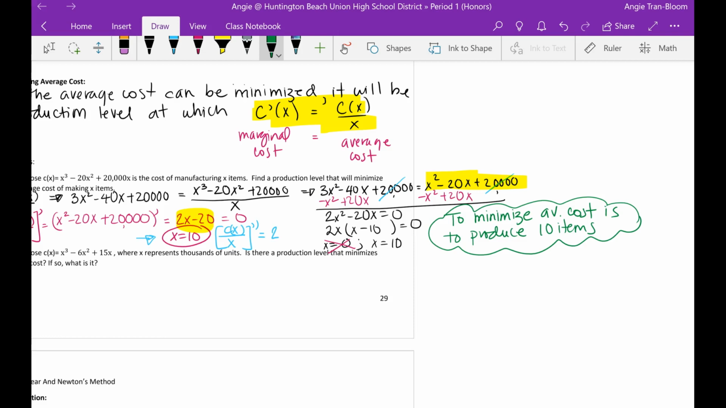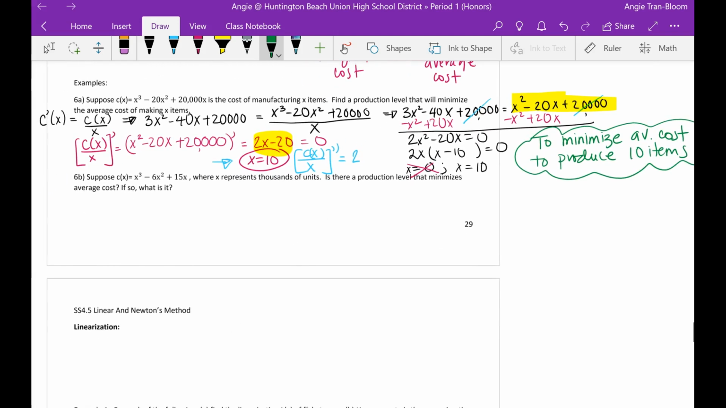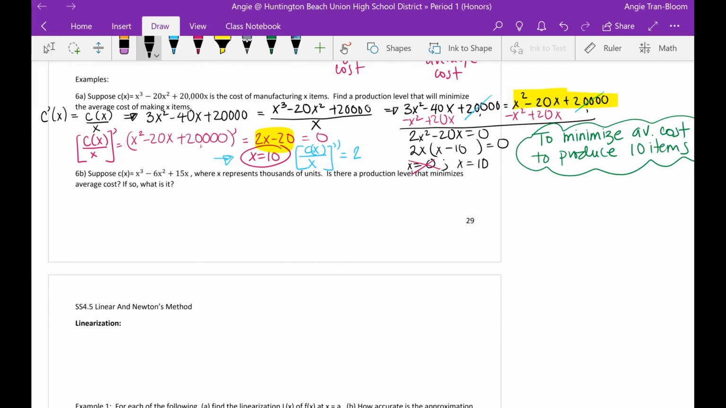Now let's do this again on B to see if it gives you a better understanding. Suppose c of x equals x to the third minus 6x squared plus 15x, where x represents thousands of units. Is there a production level that minimizes average cost? If so, what is it? So again, I'm going to use that the average cost is the same as the marginal cost if we can minimize average cost at all. So I'm going to take x to the third minus 6x squared plus 15x divided by x. That's the average cost of whatever x you are trying to produce.